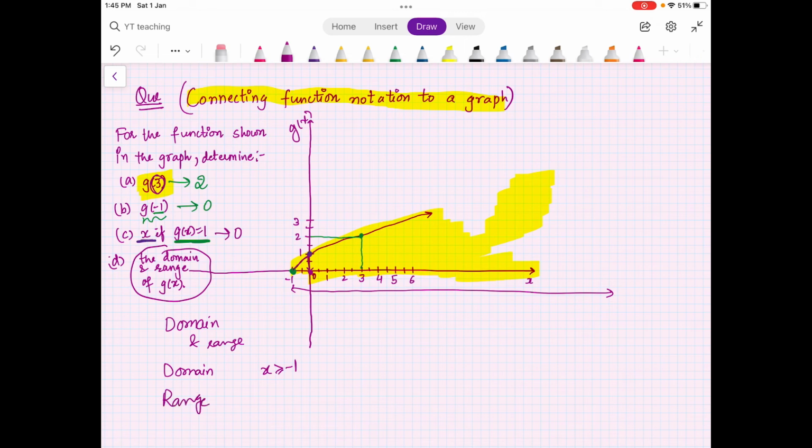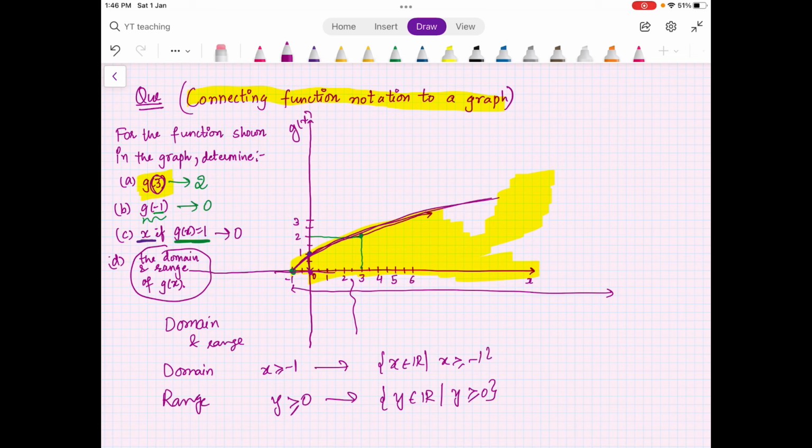Range is all values of y, positive values of y, because your graph is not going down. So it is y greater than or equal to 0, because 0 is also included. So you can write your domain like this, and range you can write like this. Y is a real number such that y is greater than or equal to 0, and here you can write x is a real number such that x is greater than or equal to -1.